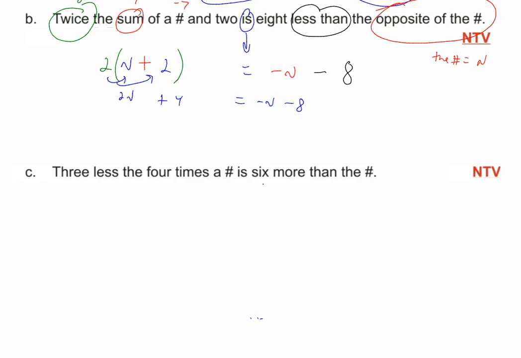So, Nathan, how do I move the negative n from the right to the left? Add what? I agree. We're going to add n to the right. And whatever we do to the right, we got to do the same thing to the left. Okay, now we have 3n plus 4 equals negative 8.